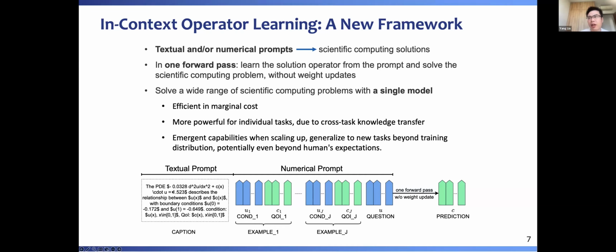We can have a text prompt and a numerical prompt. The numerical prompt consists of examples of operator input and output, and then the new input. I expect the model to learn the operator from these examples and optionally the caption, and then apply it to this new question and make a prediction.